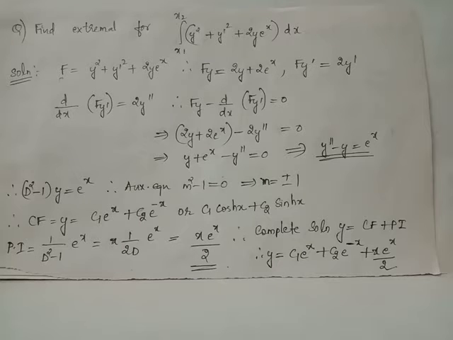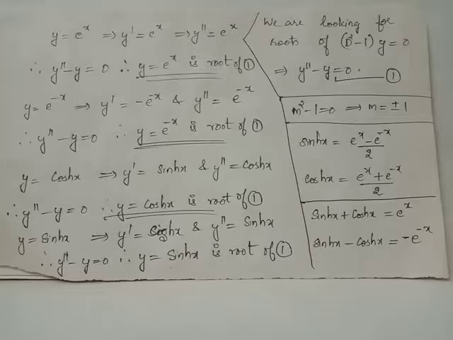Whenever we obtain roots m equals plus minus 1, you can write the complementary function as y equals c1 e raised to x plus c2 e raised to negative x, or c1 cosh x plus c2 sinh x. This is possible because cosh x and sinh x can be expressed as linear combinations of the functions e raised to x and e raised to negative x. Similarly, you can even write e raised to x and e raised to negative x as linear combinations of the functions cosh x and sinh x. You can verify whether these functions satisfy the differential equation D square minus 1 applied on y equals 0.